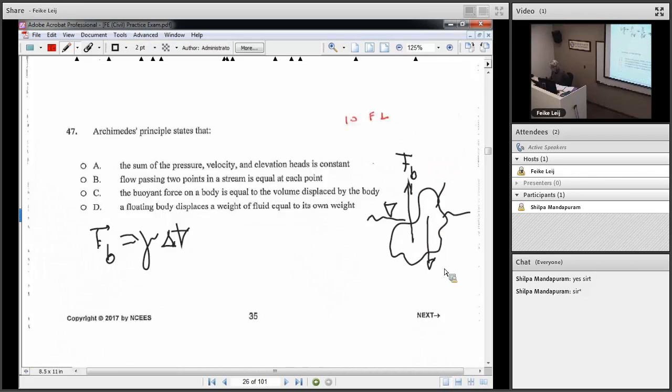Let's go to the next problem. Archimedes principle. The buoyant force is the specific weight times the displaced volume. So if you have some object that is floating in, say, water, there's a buoyancy force, F buoy, and there is the weight of the object, W. Those are equal.